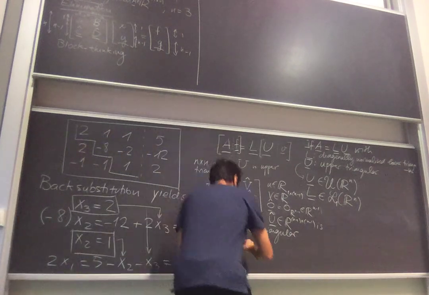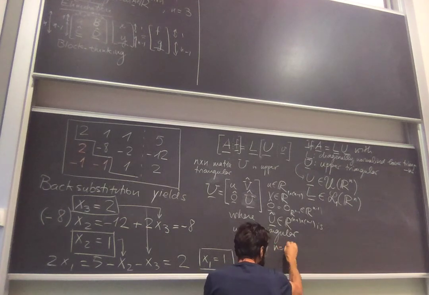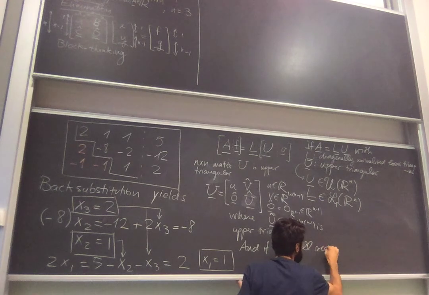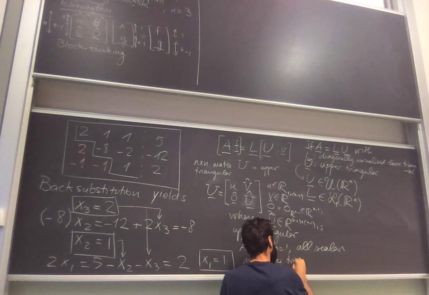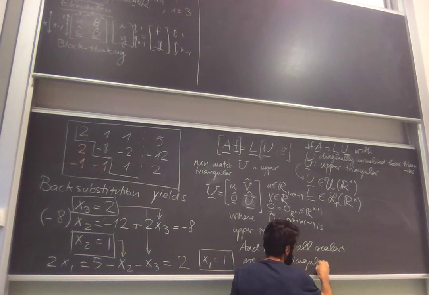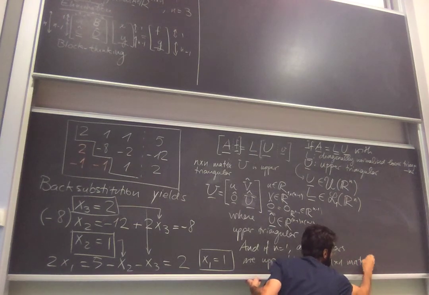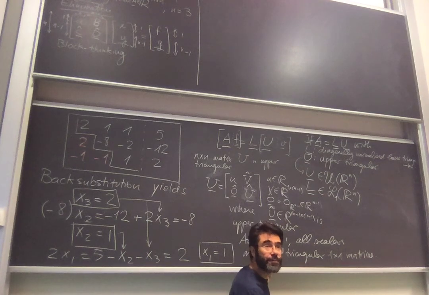And if n is equal to 1, all scalars are upper triangular. One by one matrices. It's a silly thing, but it needs to be said, right?